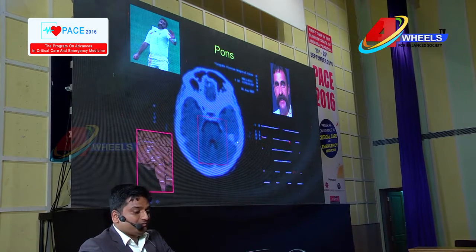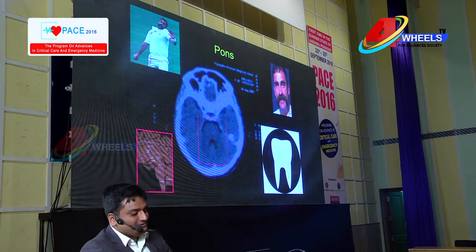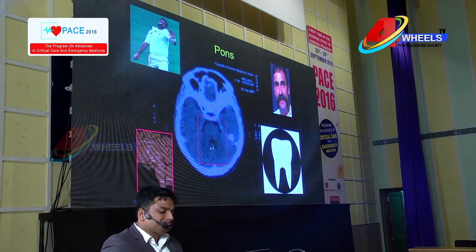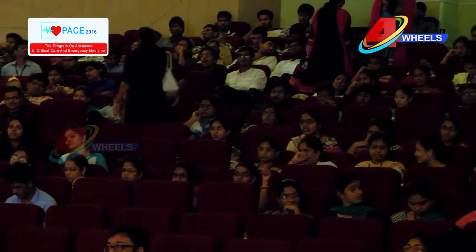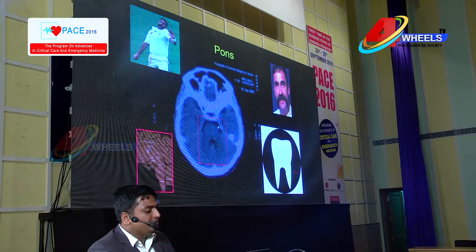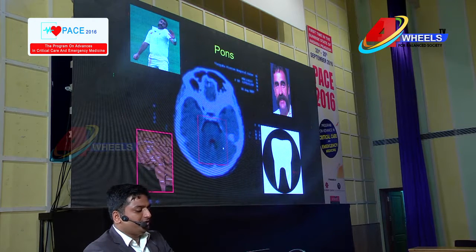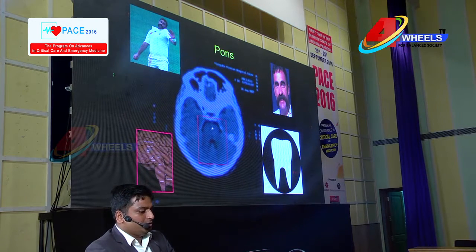For all girls, you can remember teeth, and this is your pons. The roots of the teeth are the peduncles, and the enamel and the pulp or dentine will be your pons. So the roots will be peduncles, and the enamel and the body of the tooth will be your pons.